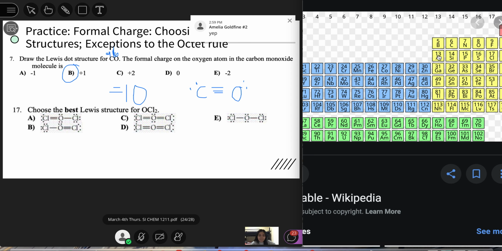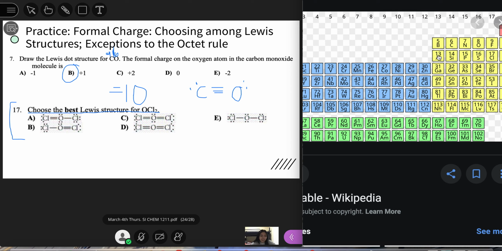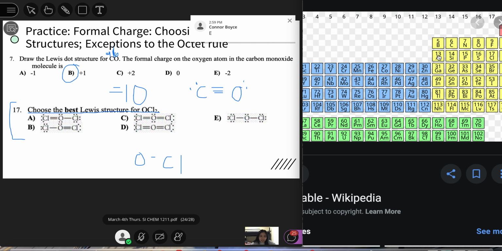-1. Okay, so what's the best Lewis structure for OCl2? It's the same one as I believe the first one I just gave. It's just a different option. So you guys can just practice it again to have more and more practice. Because I guarantee you'll get questions like this on the test. So what do we get? What's the best way? For OCl2, what do we get? E, okay. Connor said E. Did we all agree, disagree?